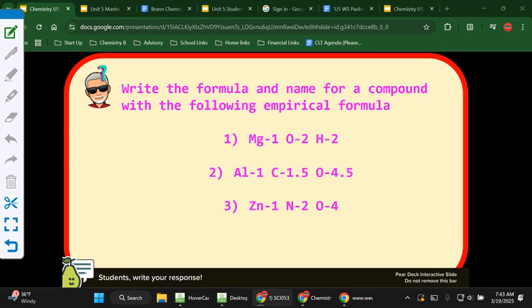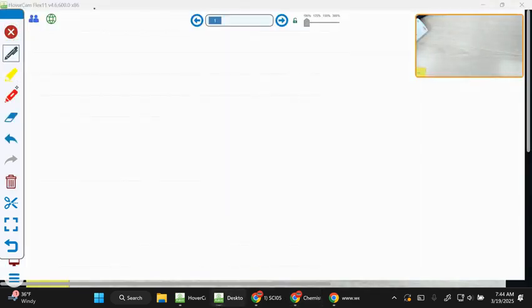So let's take a look at number 1. Now, which part of this is the polyatomic? Which part of this compound is involved in your polyatomic? The O and the H. The O and the H are involved in your polyatomic, absolutely. Not the magnesium. The magnesium is the metal, right? Okay. So the O and the H have to be part of your polyatomic. Have to be. All right?